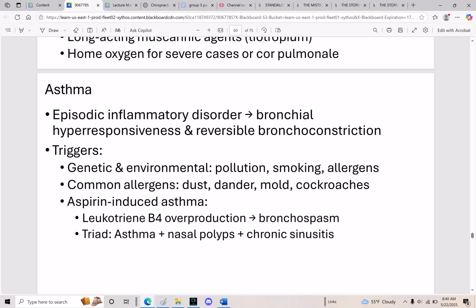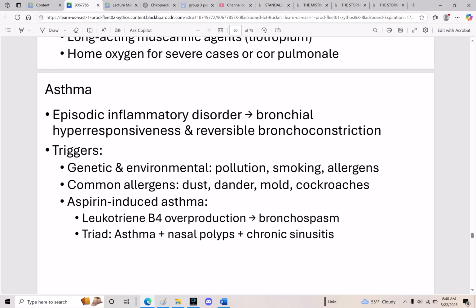And as a result, they will have difficulty breathing out. You don't have any problem breathing in. Breathing out is a problem, okay? Now, triggers are going to be your genetics, of course, and environmental factors like pollution, smoking, allergens, and so on.